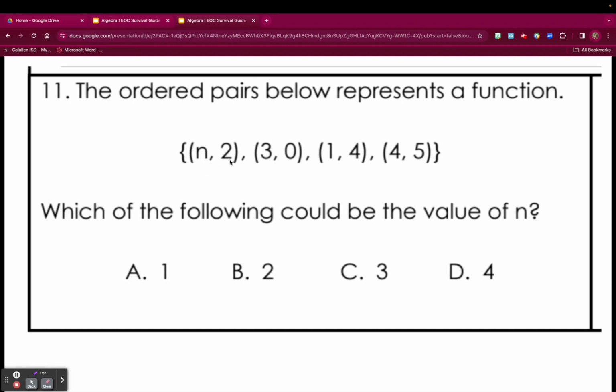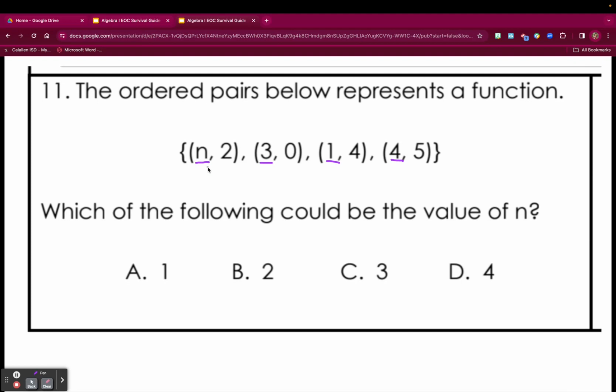Basically, what I'm trying to do here is see which of these numbers I can put in place of n into my set of ordered pairs and it would still make it a function. So here I first need to start off by checking to see what x values I already have. So again, obviously I'm going to replace n with one of these numbers. We have 3, 1, and 4. So the only x values that I already have are 3, 1, and 4.